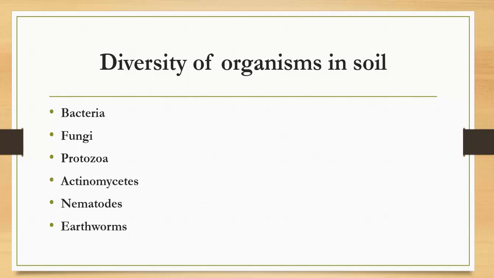I have listed a few important categories: bacteria, fungi, protozoa, actinomycetes, nematodes, earthworms. Bacteria and fungi are definitely more in amount. Various yeasts and molds are observed in the soil. Actinomycetes, which you might have studied in the syllabus, are a group of organisms which resembles the properties of both bacteria and fungi. One very important member is Streptomyces, and we will be discussing the role of these organisms in the soil as a very important producer of antibiotics.